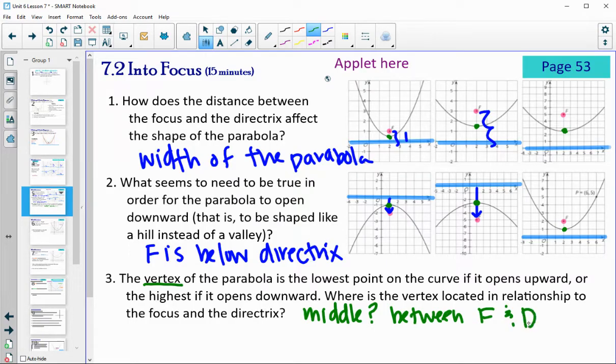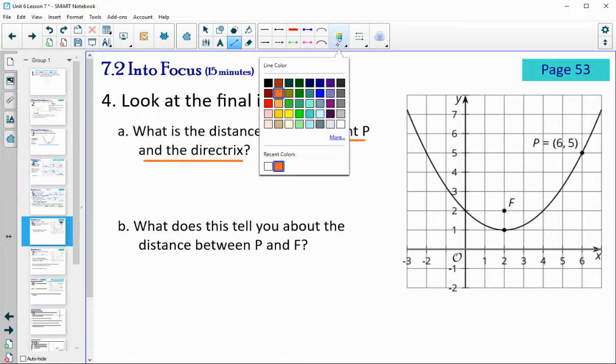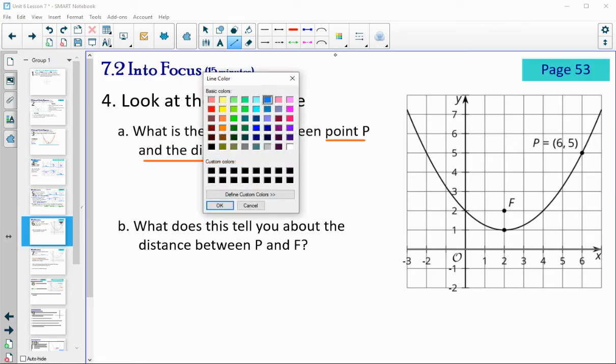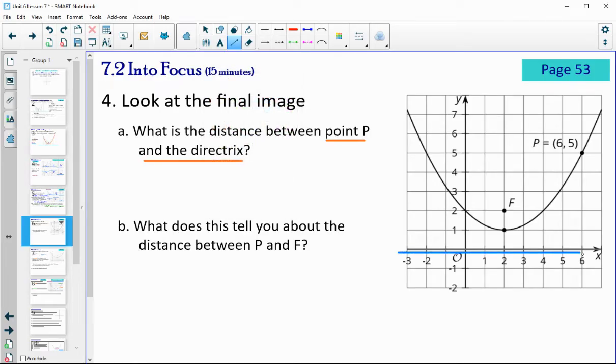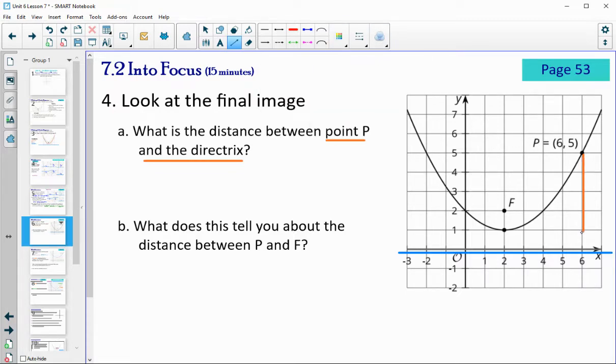So between the focus and the directrix. And then if we take a look here, we notice on the final image that there is a point labeled. So what is the distance between the point and the directrix? So the distance between point P and the directrix. And remember, the directrix is the line y equals 0, or the x-axis. So here's your directrix. How far is point P from that line?